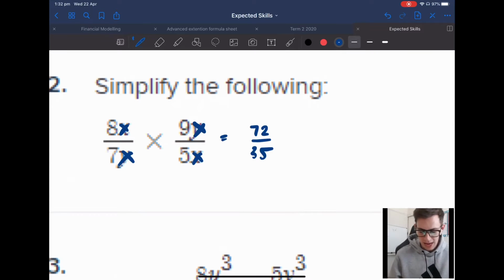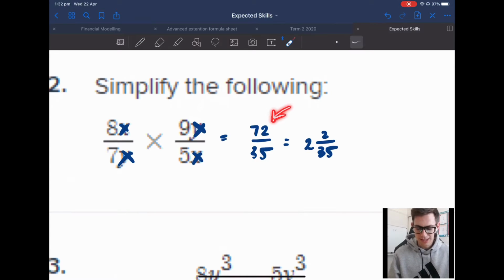Again, you could get a mixed number here. That would be 2 and 2/35. If you're not sure how to do that, you could also do that on your calculator. Again, my maths is probably off here because we're a bit dodgy, but you could just type that whole thing into your calculator, hit equals. Again, in fraction mode, it will give you the simplest answer.